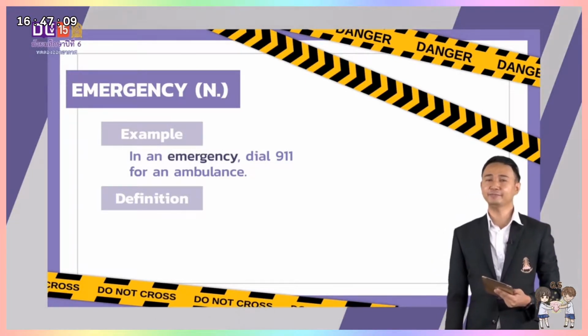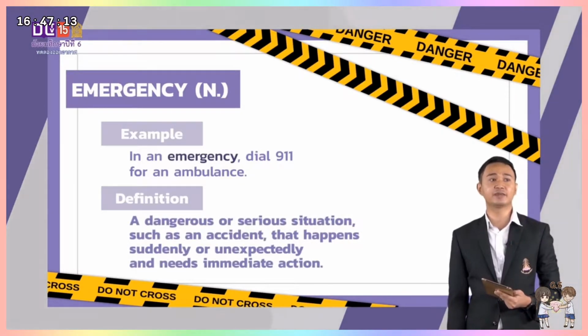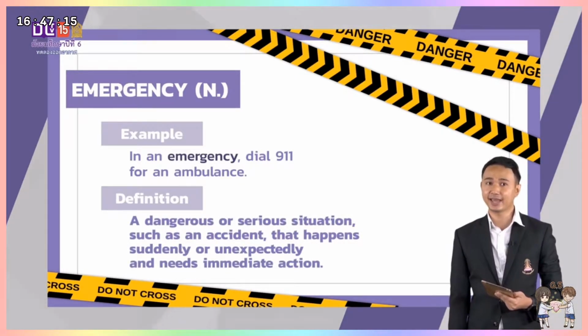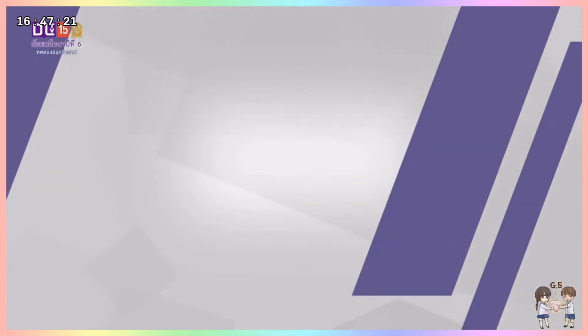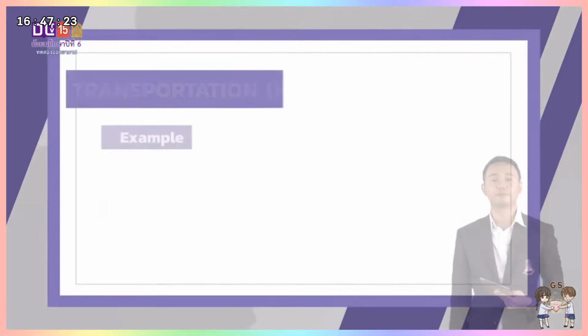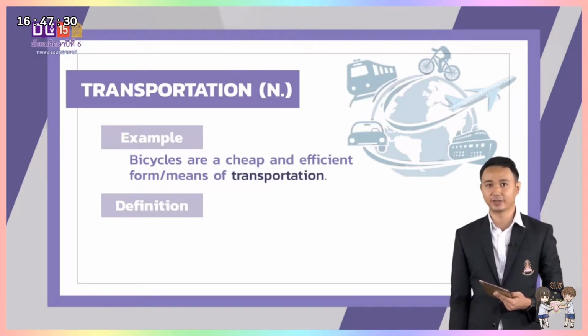Okay. Can you guess the meaning from the context? It means a dangerous or serious situation, such as an accident that happens suddenly or unexpectedly and needs immediate action. Next, transportation. For example, bicycles are a cheap and efficient means of transportation.